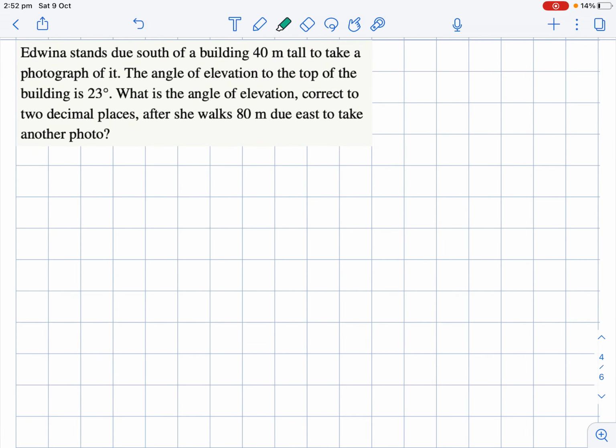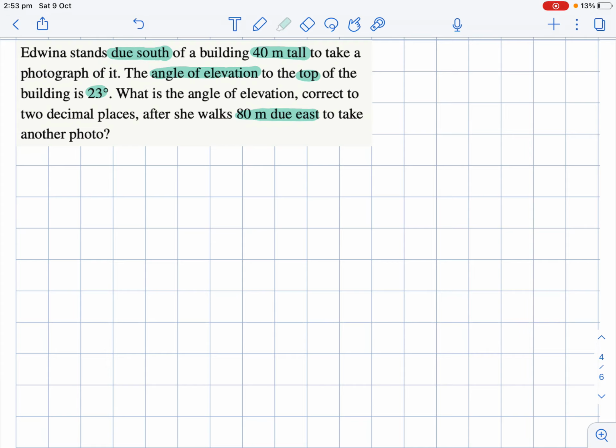So Edwina stands due south of a building, and that building is 40 metres tall. She takes a photograph of it. Don't care that it's a photograph. The angle of elevation to the top of the building is 23 degrees. So we're starting to see that angle of elevation. We remember that angles of elevation are from the horizontal.